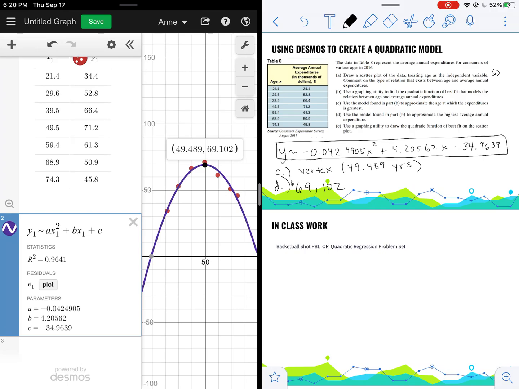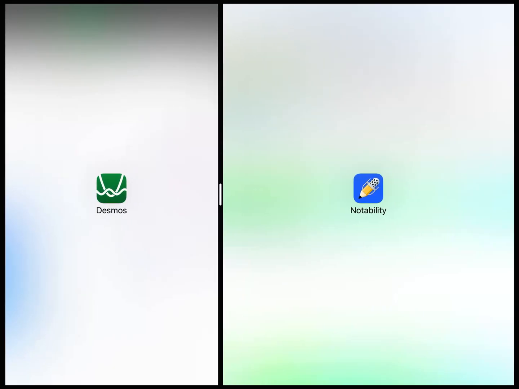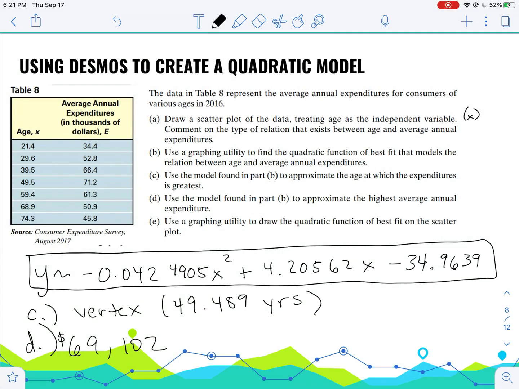The problem says to use the graphing utility to draw the quadratic function of best fit. We already did that on Desmos. So again, that's how we can use Desmos to plot points and create a quadratic function of best fit.